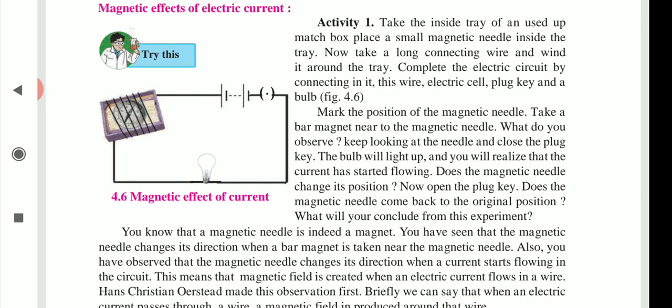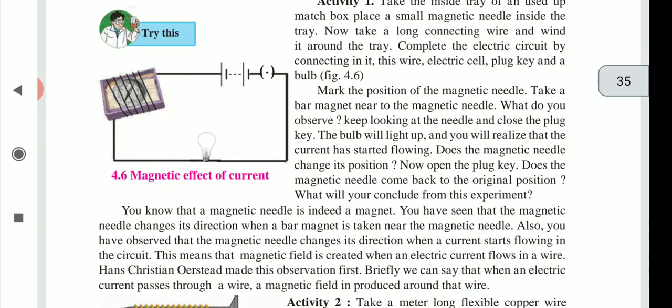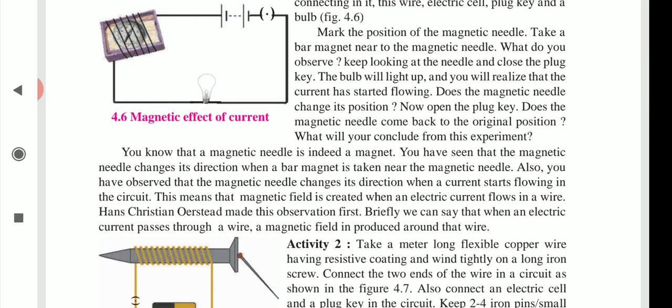Now open the plug key. Does the magnetic needle come back to the original position? What will you conclude from this experiment? See, we have to conclude that the magnetic needle is indeed a magnet. Indeed a magnet means what? It is a very small magnet, okay.